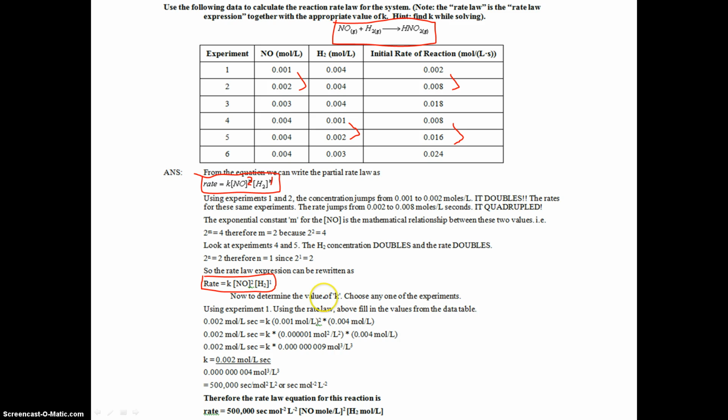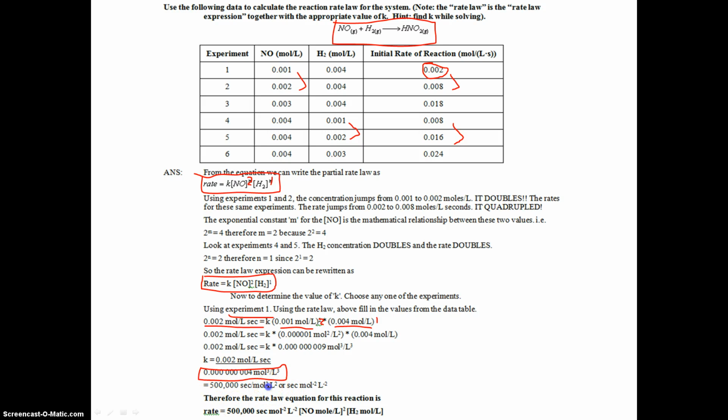Now we have to solve for the value of K. So here we use experiment 1 data, using the rate law, fill in the values from the data table. Okay, so we say that the rate was 0.002 moles per liter per second in experiment number 1. We sub in the appropriate values for NO and for H2 from experiment number 1. We put the exponent, so that's 2, and exponent here is 1, and we just isolate and solve for K. We find here that K is this value right here, which, when you do the calculations on your calculator, should come out to about 500,000 L²/(mol²·s).